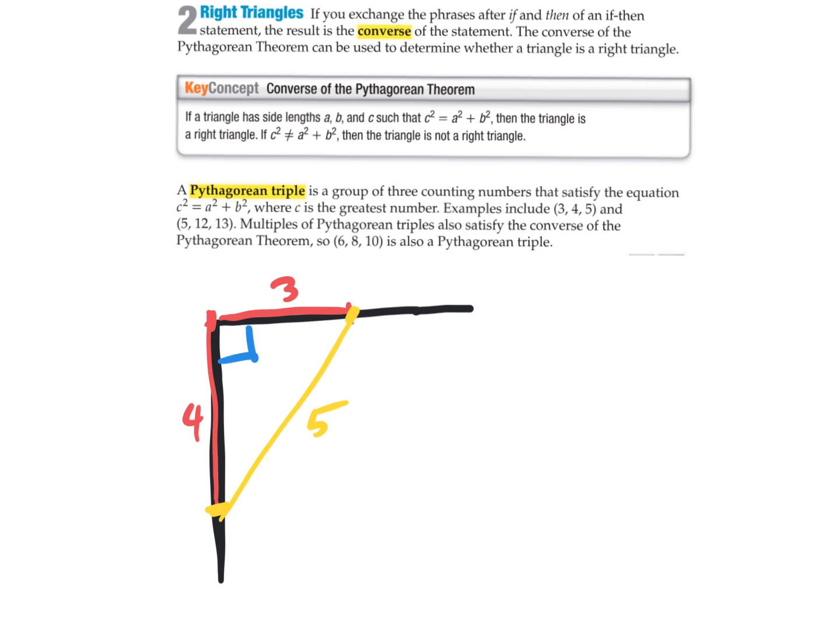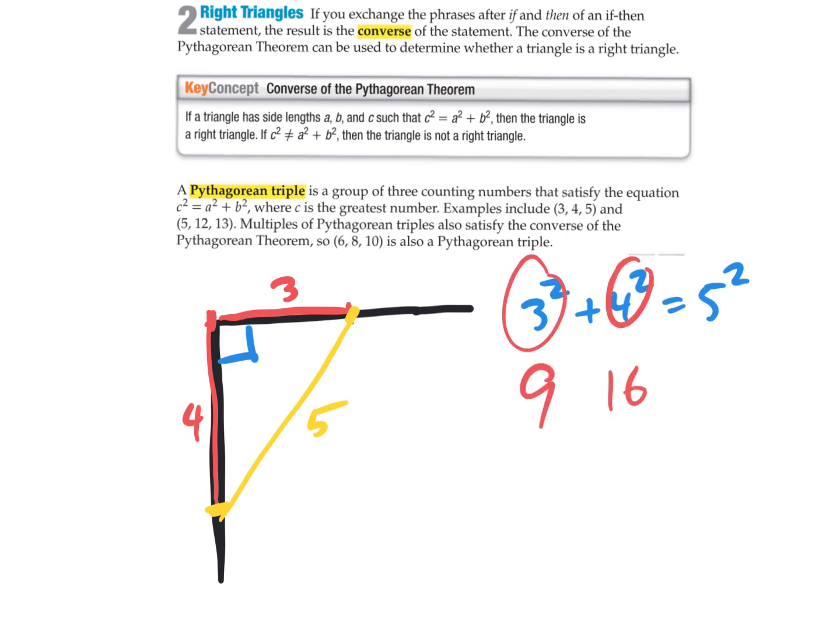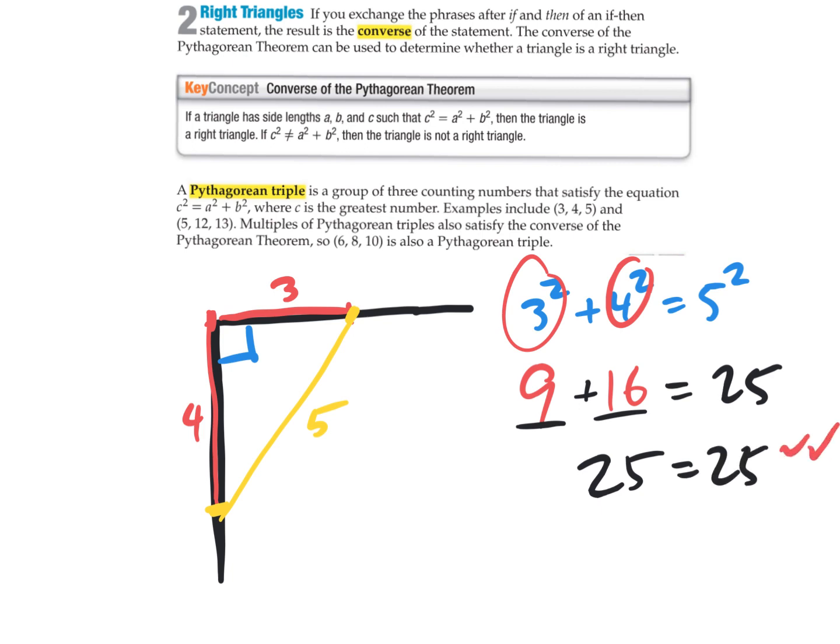Now, of course, in this class, how are we going to verify that? You're going to say, okay, 3 squared plus 4 squared, does it equal 5 squared? And if it does, then that's a 90-degree triangle. It's a right triangle. 3 squared, that's 9. 4 squared, that's 16, with the plus right there. 5 squared is 25. And yeah, when you add 9 and 16, that gives you 25. So 25 equals 25. You have verified that this is a 90-degree triangle, okay? That this is a perfect corner right here, 90 degrees.